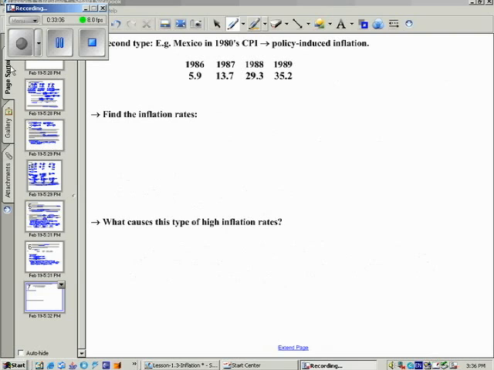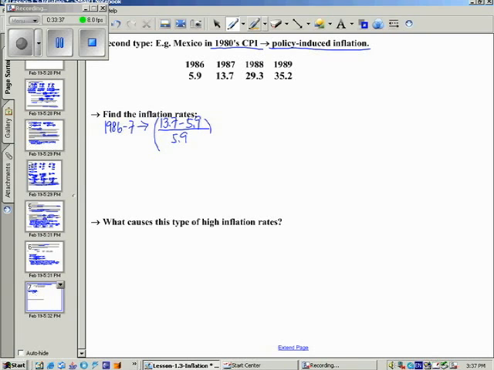A second type of inflation is much more harmful, and most of the time it is because of policy, or we tend to call this policy-induced inflation. If we look at Mexico back in the 1980s and their consumer price index, from here we can find the inflation rates from 1986 to 87. Even though the numbers actually look a little strange, still the new value minus the old value divided by the old value times 100.